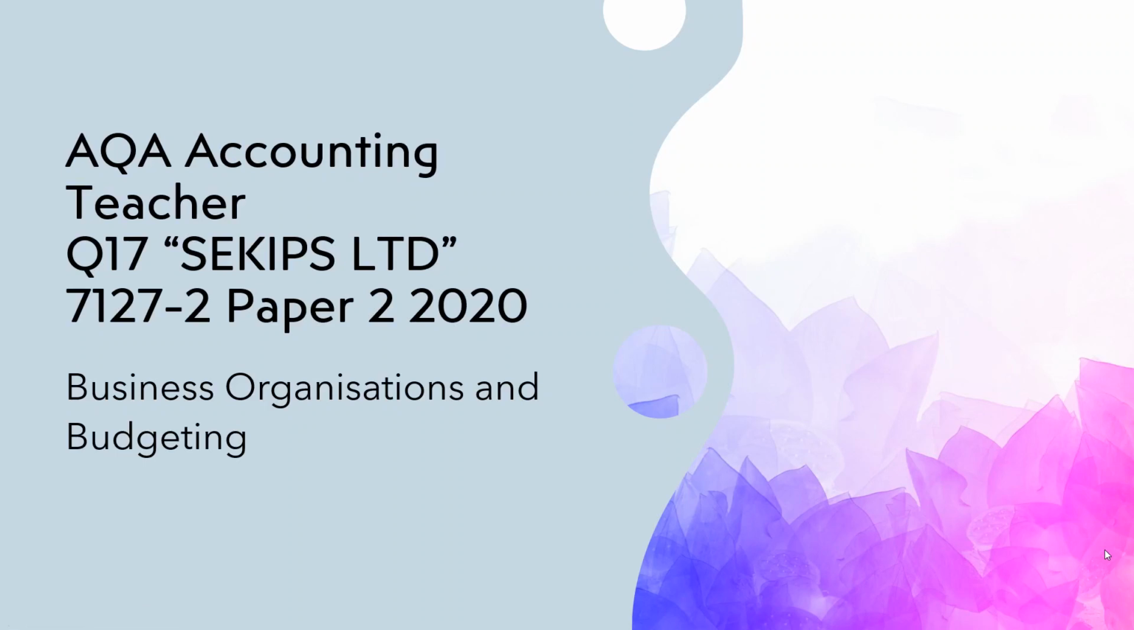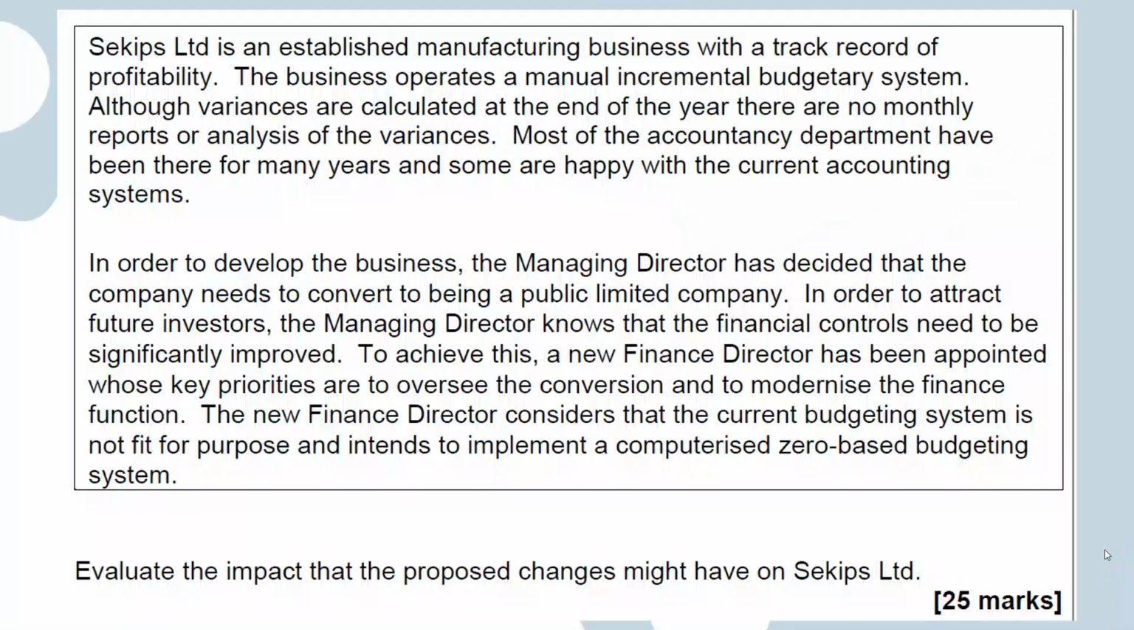This question, Sekips Limited, came from Paper 2 in 2020, and it was a 25-mark essay question on business organisations and budgeting. So let's just take a look at the question.